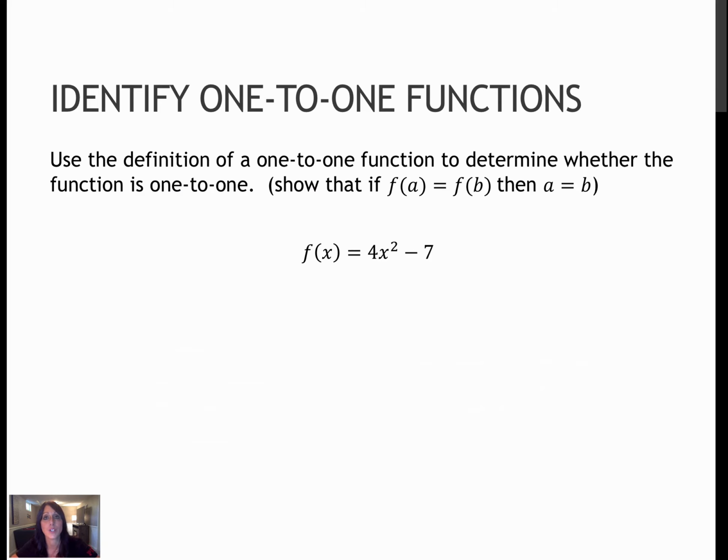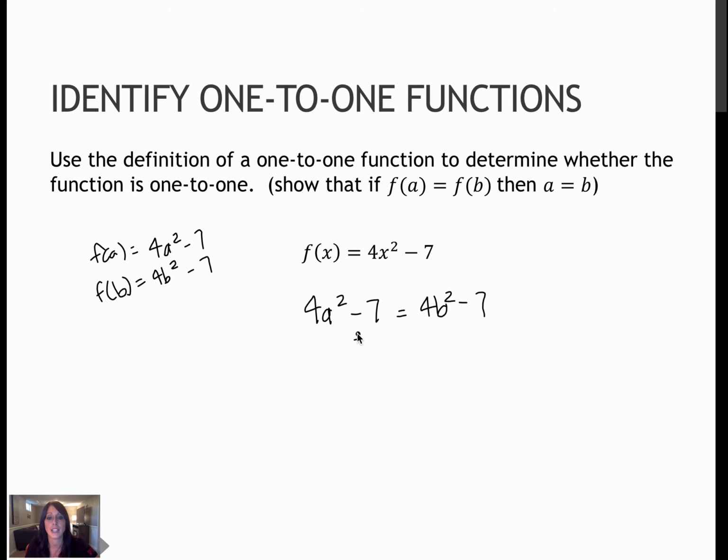If you actually have a function where you're trying to determine if the function is one-to-one, what we'll do is show that if f of a equals f of b, then a must equal b. So if I were to find f of a, that would be 4a squared minus 7, and f of b would be 4b squared minus 7. So I'm going to set those equal to each other. So 4a squared minus 7 equals 4b squared minus 7. And now I'm going to simplify these.